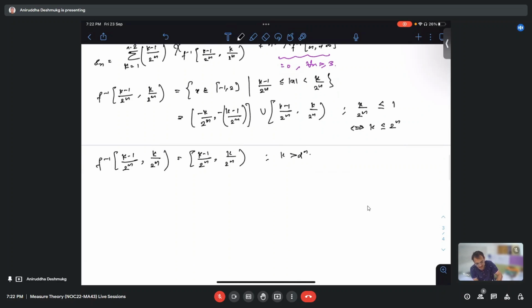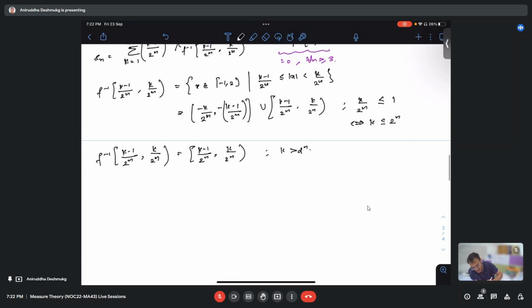Okay. So with this understanding, yes, that is correct. With this understanding, now let us write S_n. S_n is k from 1 to 2^n, and then what will happen to this?